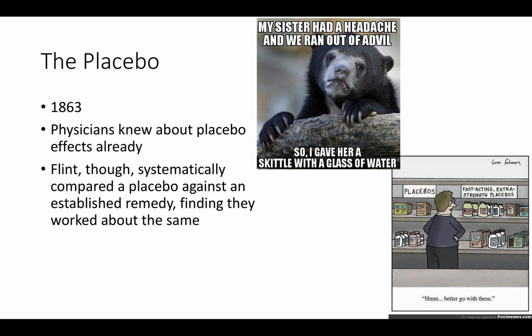Returning to our milestones of clinical reasoning, the placebo effect. The placebo effect was known about by physicians for a lot longer before 1863. Physicians knew that they could give you some sort of treatment or medicine that doesn't actually have the key ingredients, but people are very suggestible. If they believe or expect this to work, then they're going to make it work because the mind is a powerful thing. However, this guy Flint in 1863 would systematically compare new remedies with a placebo.